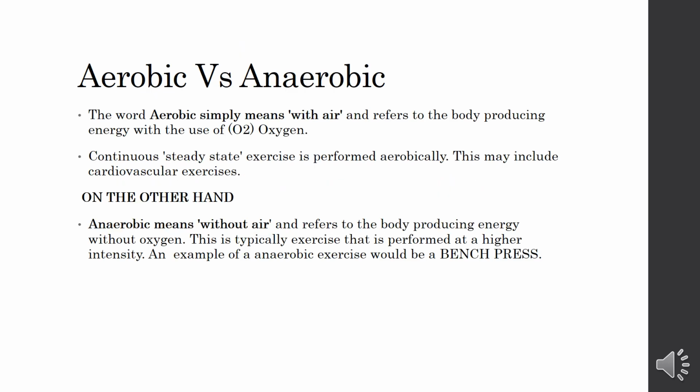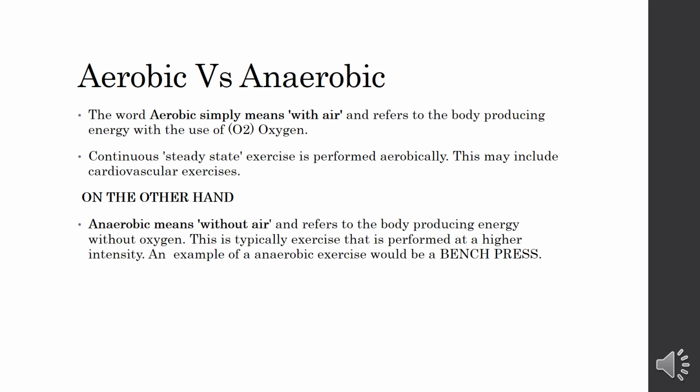Alright, so moving on. What is aerobic versus anaerobic? The word aerobic simply means with air. Now with air we mean with oxygen, right? And it refers to the body producing energy with the use of O2, that is oxygen. Continuous steady state exercises are performed aerobically. This may include cardiovascular exercises, or exercise programs known by the name of high intensity interval training, which are all aerobic exercise programs.